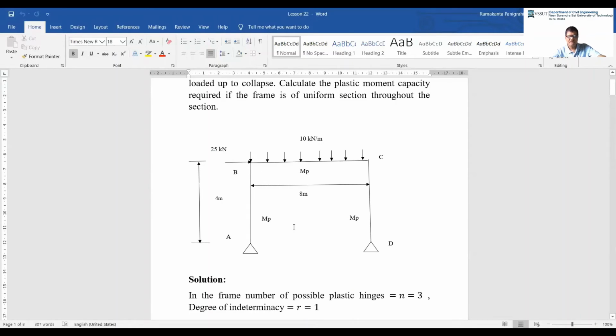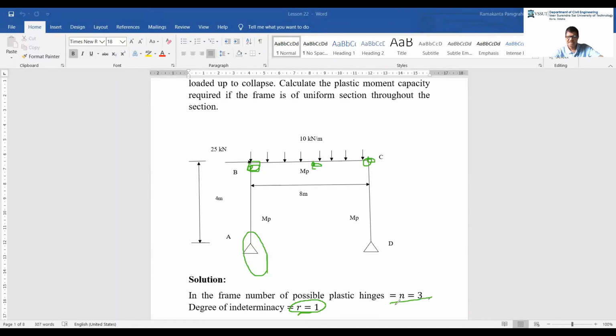Now, what is the number of static indeterminates here? 1, right? Because this is a hinge. At the hinge there will be 2 unknowns, the horizontal reaction and vertical reaction. Here there will also be a horizontal reaction and vertical reaction. So the number of unknowns is 4, and the number of equilibrium equations is 3. So static indeterminacy will be 1. But the possible hinges will be 1 at B, 1 at C, and 1 somewhere on this span.